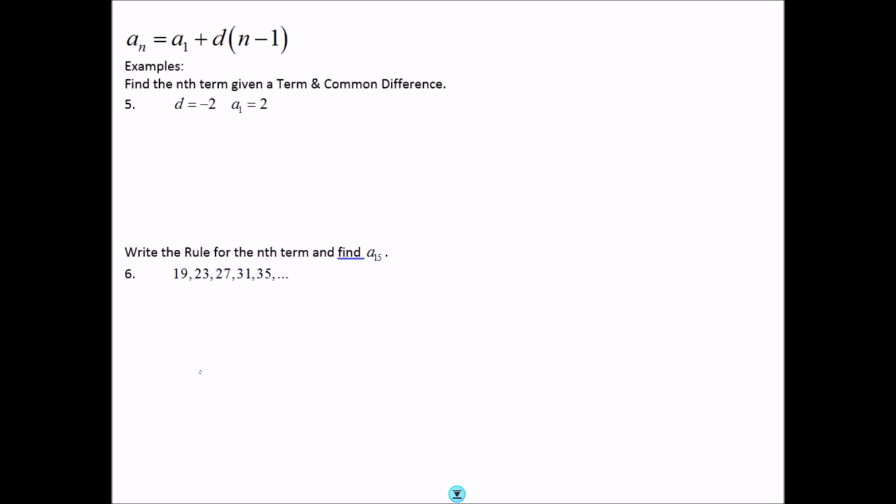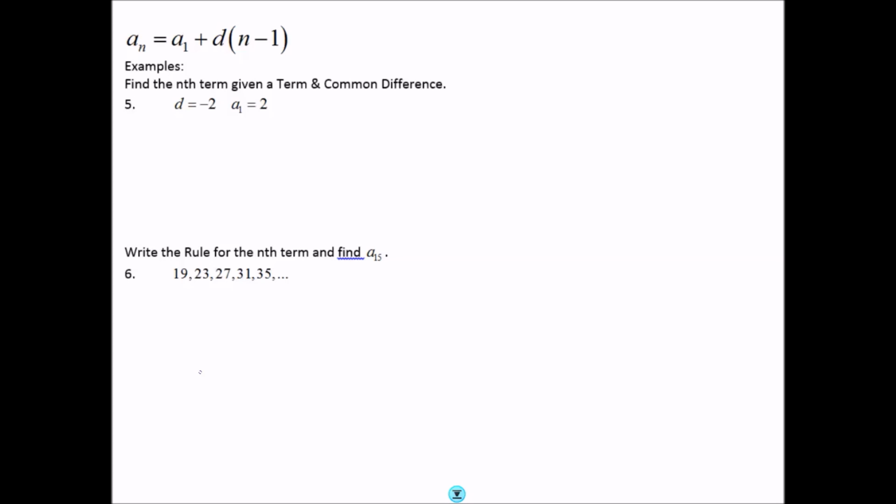So in our formula, a sub n is the nth term. It's very similar to f of x. Then a sub 1 is the first term, d is the difference, and n is like x. So we will always have n in our formulas. But if we're evaluating, then we might plug a number in for n.